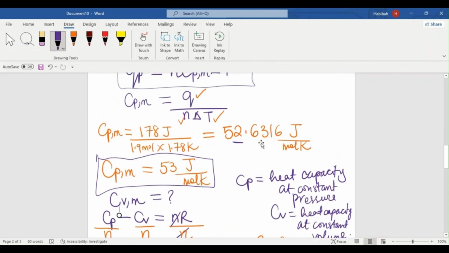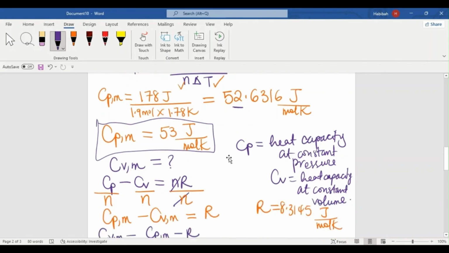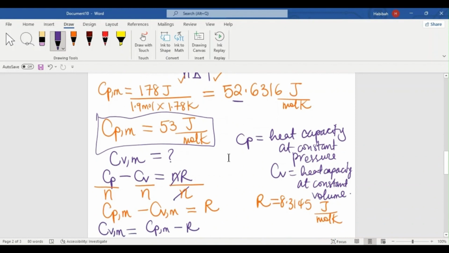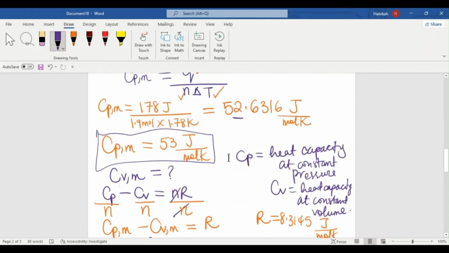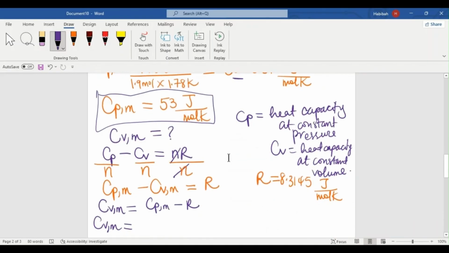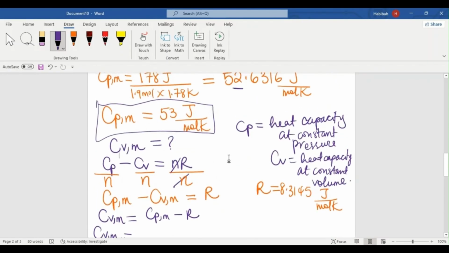But in chemistry, when you are using information to do further calculation, you have to leave it in the actual value, not the approximate value. Hence, we cannot use 53 joules per mole. Instead, we can use 52.6316, because we want to use the actual value to do further calculation. If we use the approximate value, we're not going to get the actual value. So we use the actual value, and then at the end of the calculation, we can approximate the new value that we get. You're going to see what I'll do in a second.